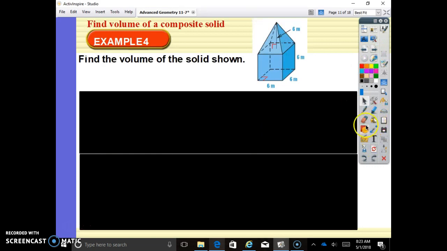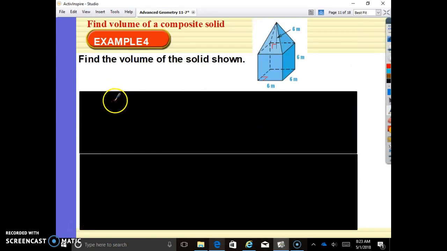Find the volume of the solid shown. Okay, so the volume of this complex shape, or this composite solid, all you're going to do is the volume of this. What is this shape right down here? It's a cube. The volume of the cube plus the volume of this, which is what? What kind of pyramid? A square pyramid. Okay. So we have to do them separate.